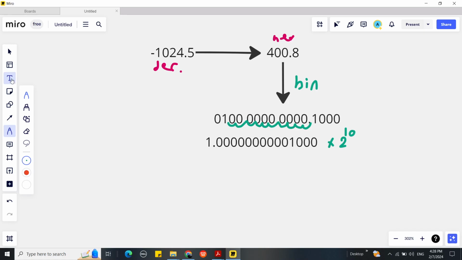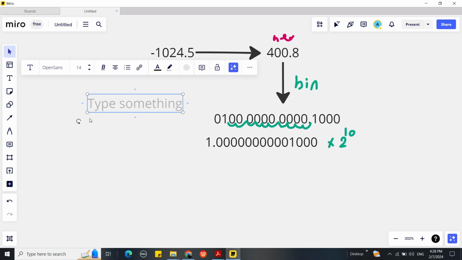Yes, now I need to know what is the exponent of double precision. Remember, this is not single precision. So the exponent in double precision is 1023 in decimal, right? And in hexadecimal, it is 3FF in hexa, right?